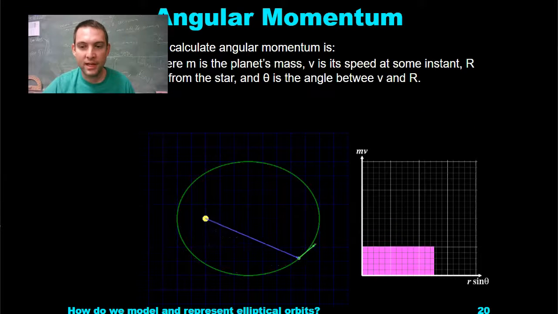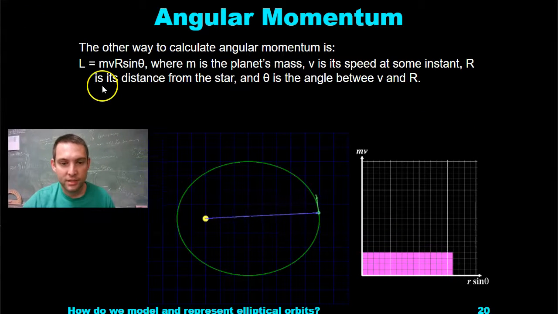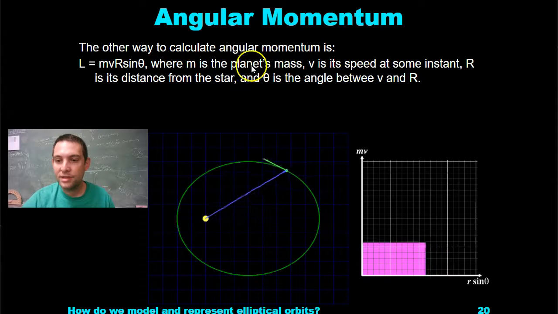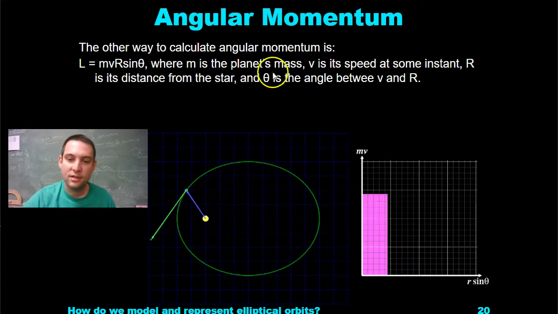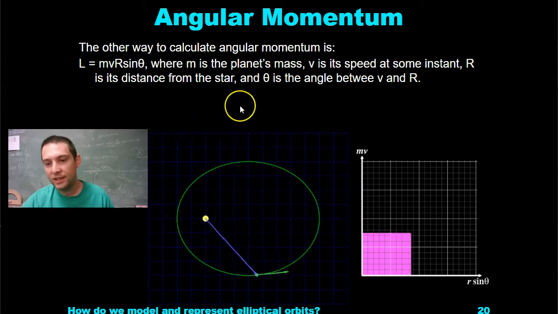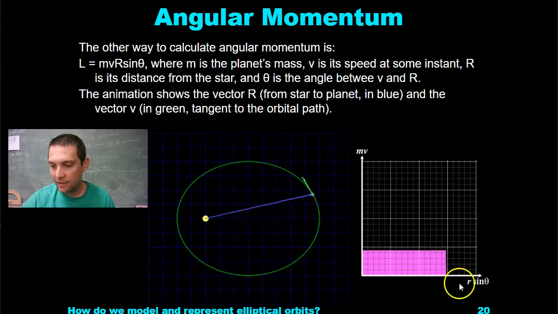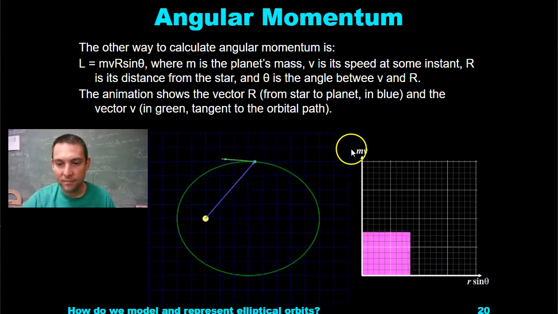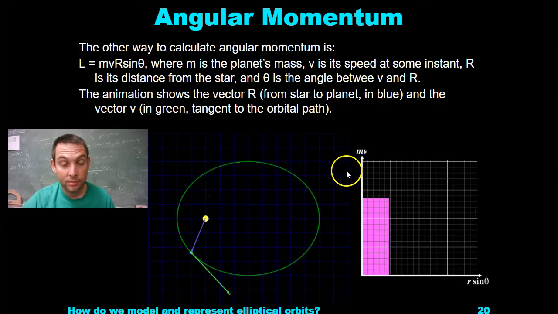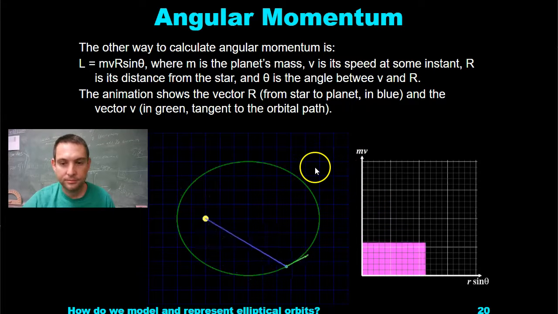The other way to calculate angular momentum is L equals mvr sine theta, where m is the planet's mass, v is the speed at some instant, r is its distance from the star, and theta is the angle between v and r. Here we have r sine theta on the x-axis and mv, our linear momentum, on the y-axis.